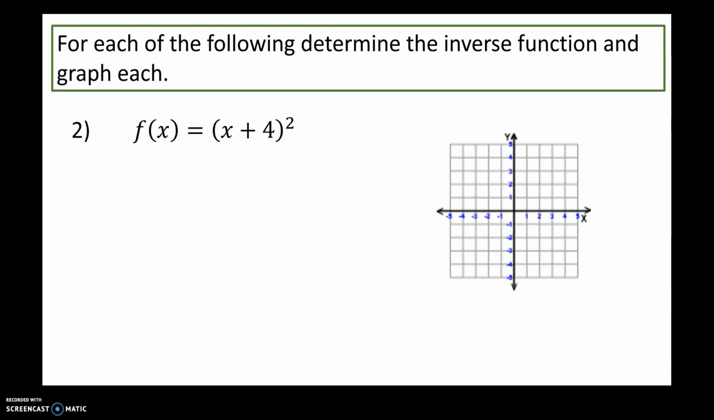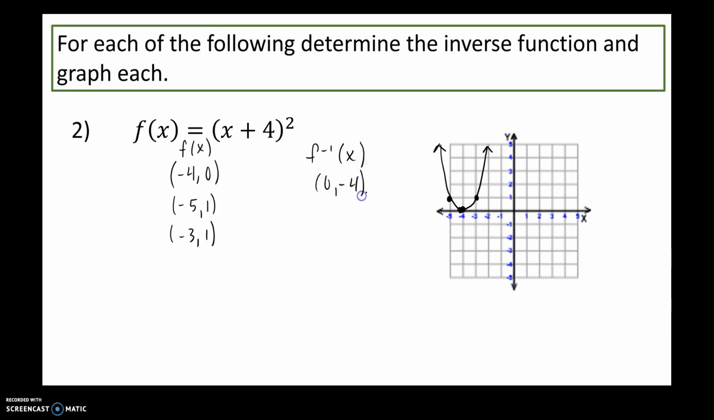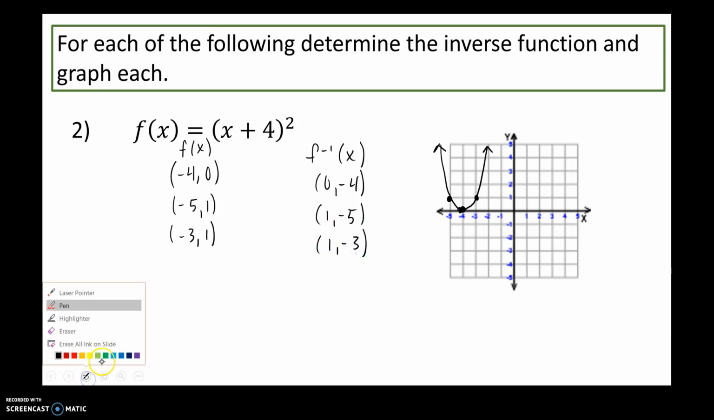Okay, so now when I look at this, I have a quadratic. My vertex is at negative 4, 0, because it's a horizontal shift. I have my 2 points here, 1, 1. So now if I were to look at the points, here's f of x. I have negative 4, 0. I have negative 5, 1. And I have negative 3, 1. So then, according to the rule, 0, negative 4 will be on f inverse, 1, negative 5, and 1, negative 3. So if I graph those, 0, negative 4, 1, negative 5, 1, negative 3.